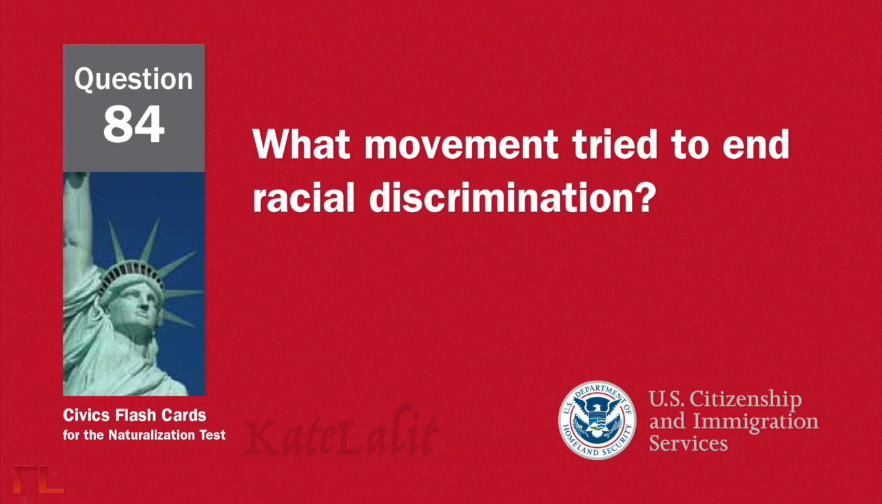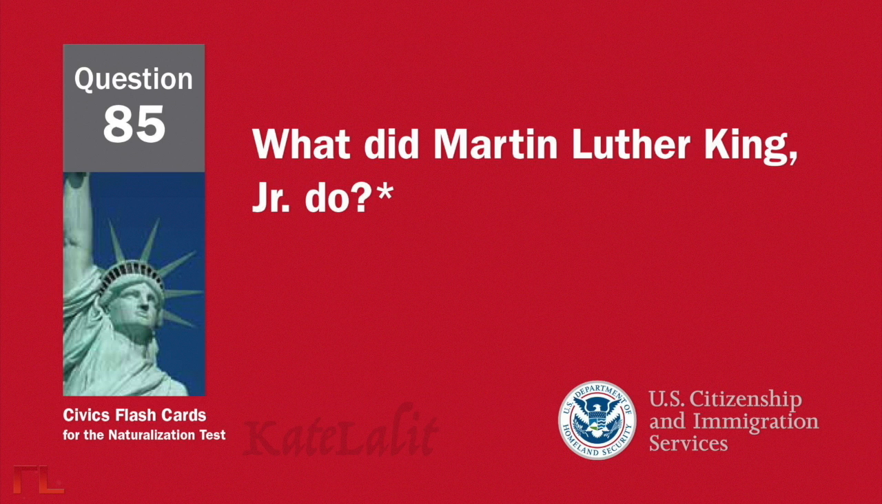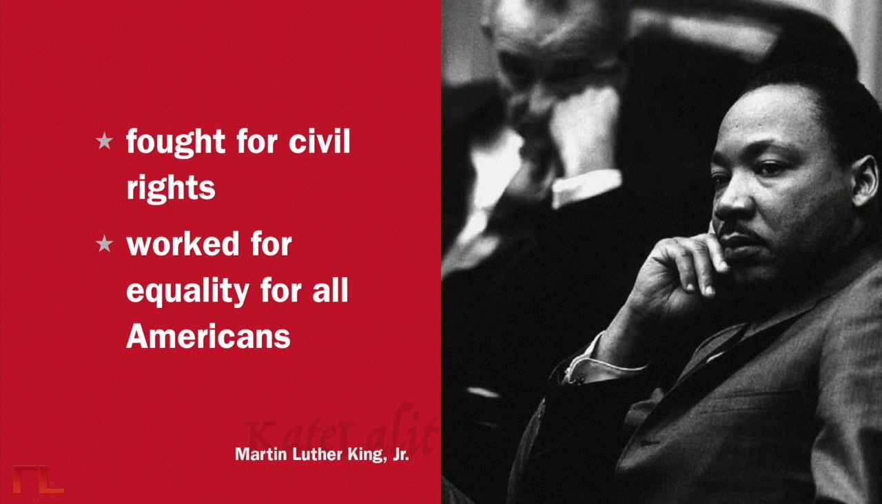What movement tried to end racial discrimination? Civil Rights Movement. What did Martin Luther King Jr. do? Fought for civil rights. Worked for equality for all Americans.